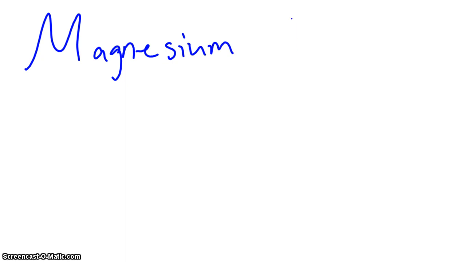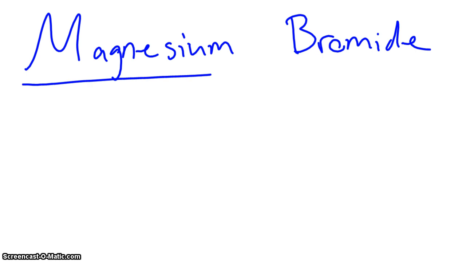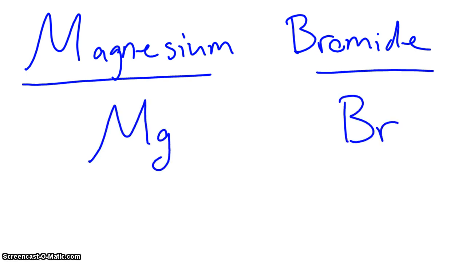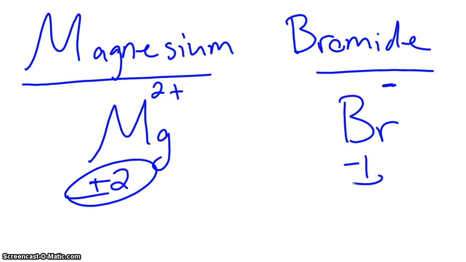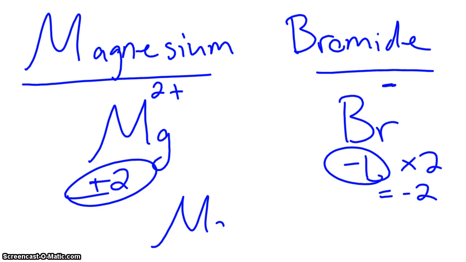If we're naming something like magnesium bromide, or not naming it, if we're having to write what the compound is. If I give you the name magnesium bromide, you should know that magnesium is Mg and bromine is Br. Magnesium is in group 2, so it has a 2+ charge. Bromine is in group 7, so it has a -1 charge, which means that in order to have the +2 on this side balance out the -1 on this side, we're going to have to multiply this side times 2 to get -2. So that means the compound is going to look like MgBr2.